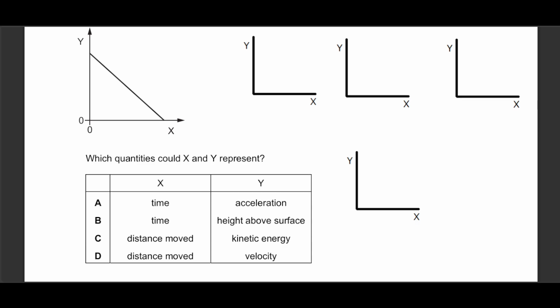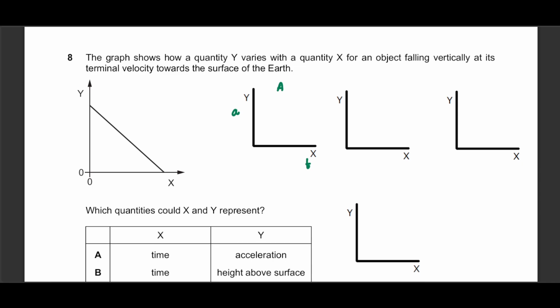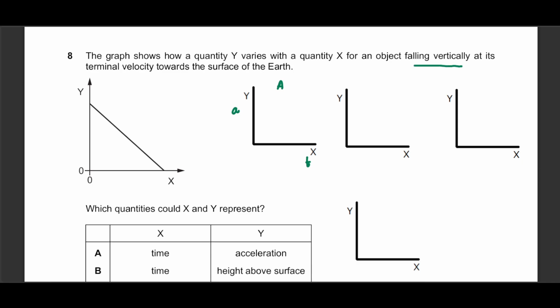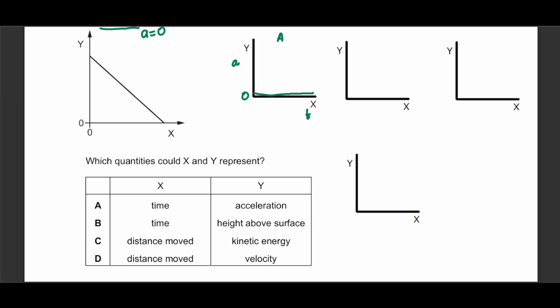So let's figure out if option A could be possible. If this is time, the y-axis represents acceleration. He describes falling vertically at a terminal velocity. When you're falling at terminal velocity, your acceleration is actually equal to 0. There is no acceleration. So for this graph, the actual line should have been close to 0. I'm drawing it separately so that you can see it, but the actual answer should have been 0 if it had been option A. Let's try option B. Actually, B is the right answer.